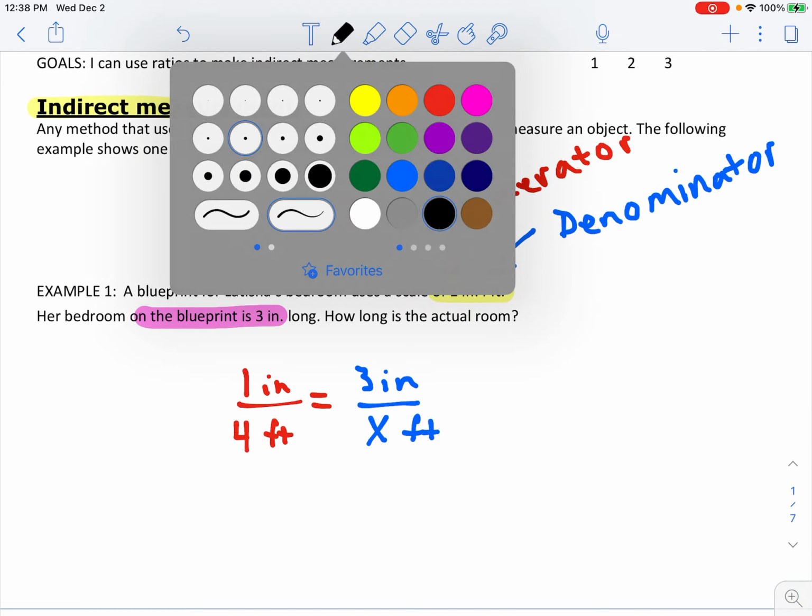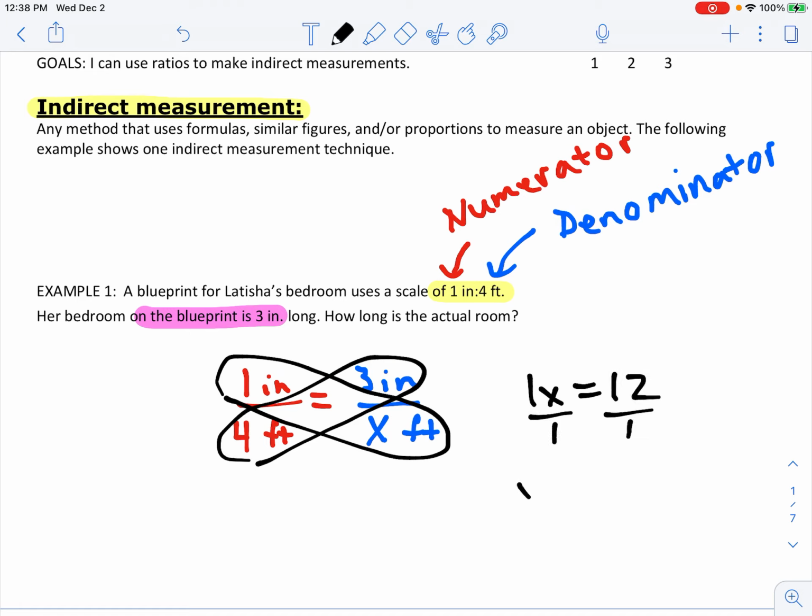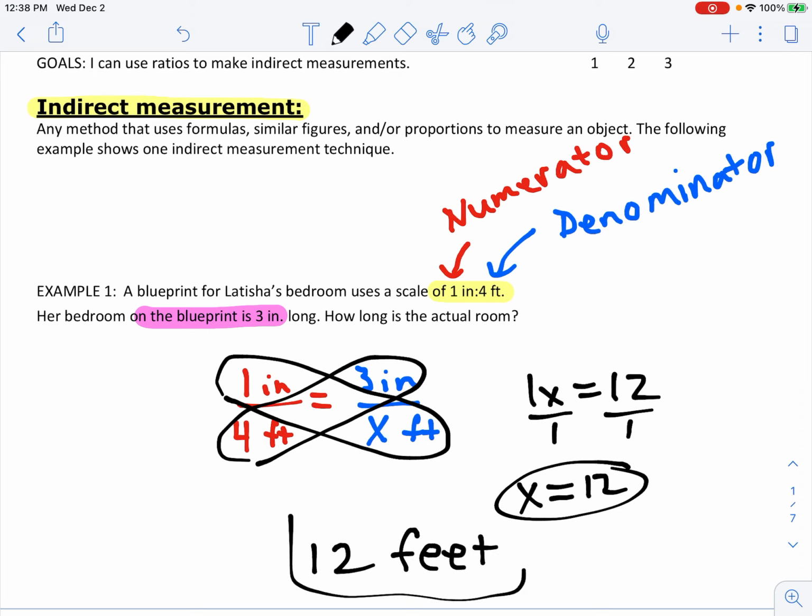Now we set up both fractions, so we're going to cross multiply. 1 times x is 1x. 4 times 3 tells us 12. If I divide by 1, it tells me that x equals 12. So the actual room was 12 feet, because that was our label with it. You could write it as 12 feet with the abbreviation ft. That would also be correct. Again, just like we've been doing through the whole chapter, we need to stay with a pattern.